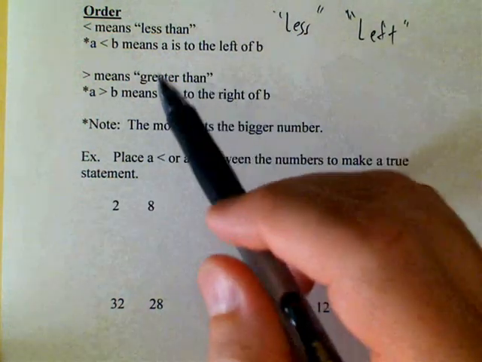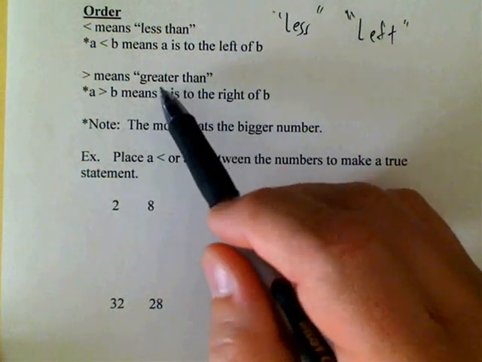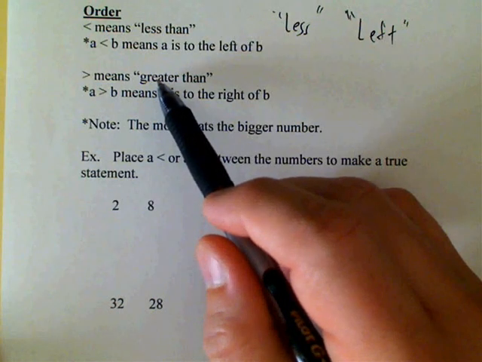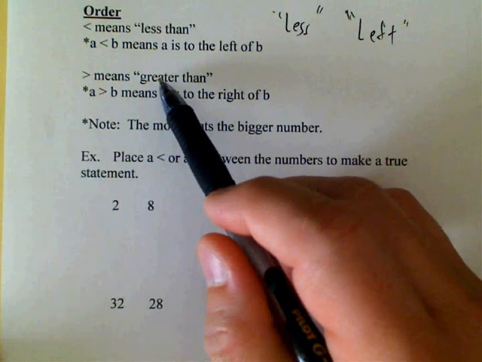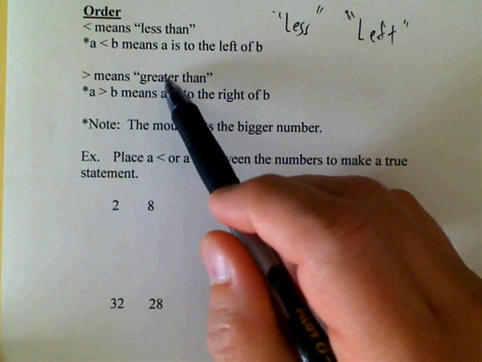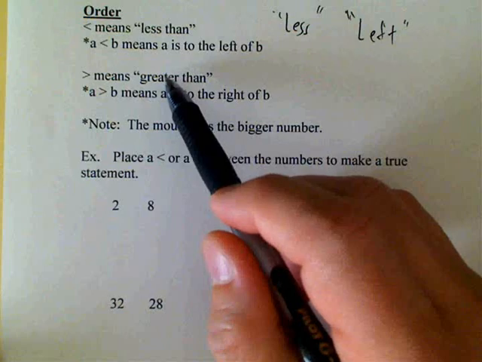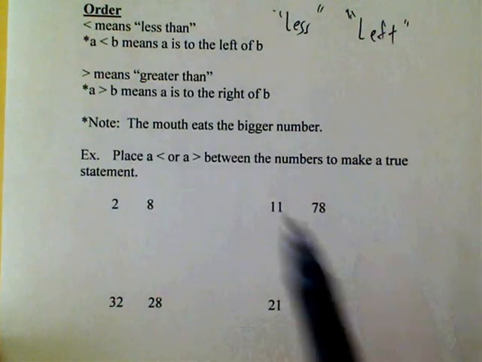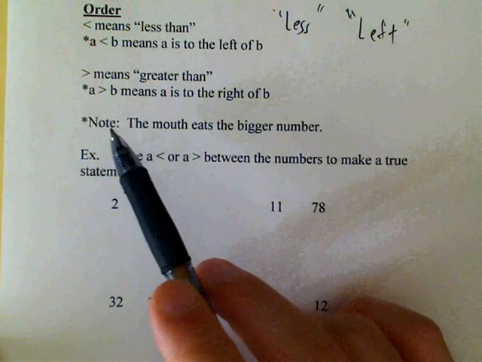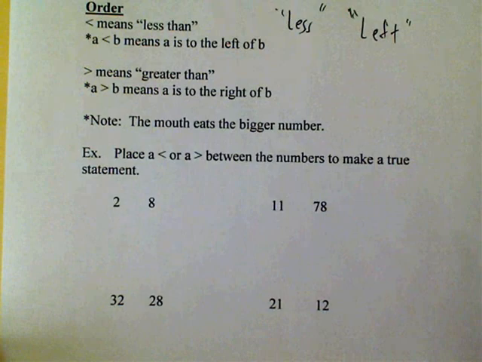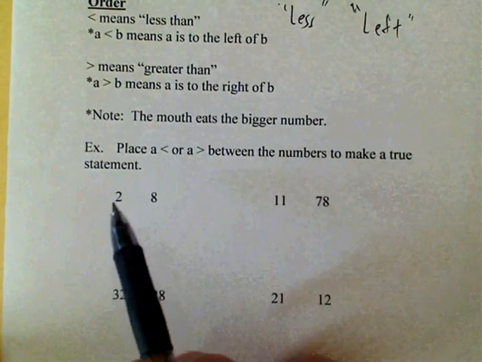Now I heard this not too long ago. Greater than is the same as great right shark. You've heard of a great white shark, but how about great right shark? Greater than points to the right, the great right shark. Now when you're comparing two numbers, here's another way to think about it. The mouth always eats the bigger number. That's how I was taught when it involves problems like this.